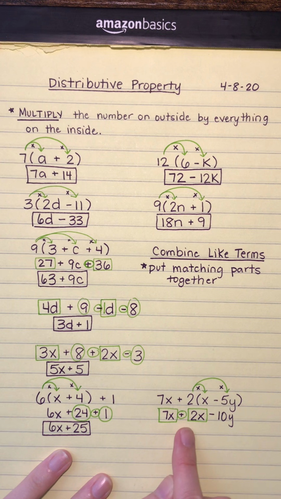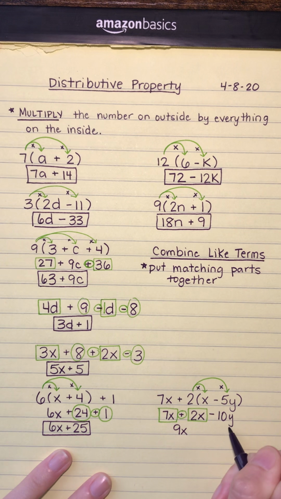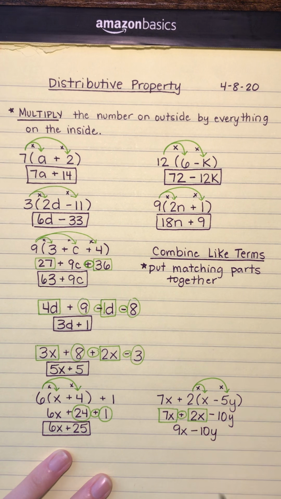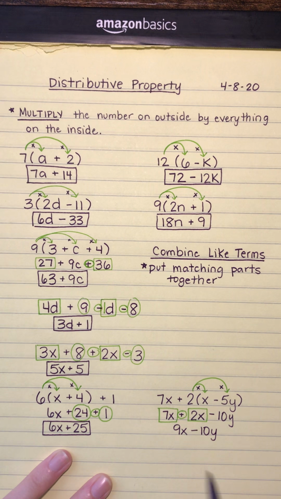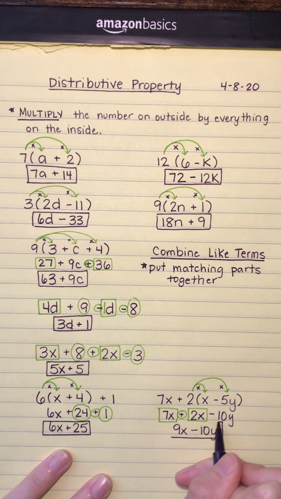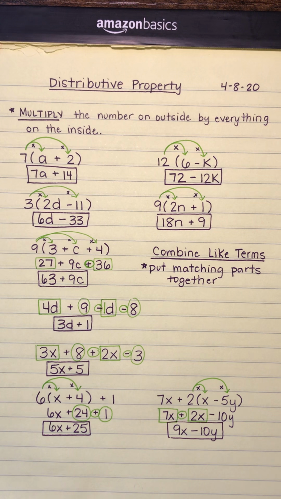7 plus 2 makes 9, so that means I have 9 x's. And I didn't have a matching piece for the y, which means I'm just going to put the subtraction sign down and 10y at the end. Now when I look at this problem, I have a part that has an x, I have a part that has a y. Those do not match. Even though they're both letters, they're not the same letter. So this would actually end up being my final answer because none of those parts match.